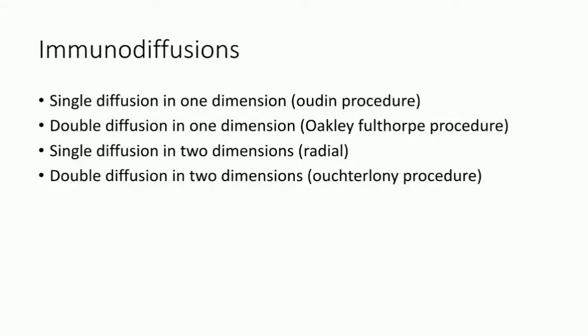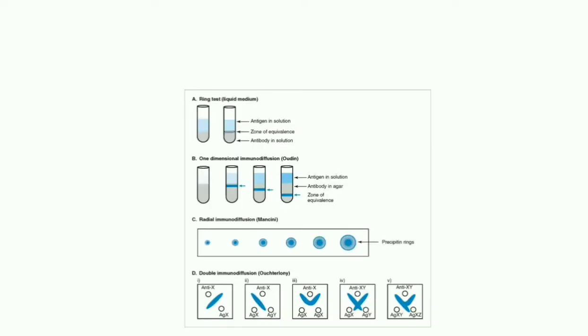Okay, so we will discuss each one by one. First, we will discuss single diffusion in one dimension, otherwise called the Oudin procedure. So here, single diffusion in one dimension. In single diffusion, only one component is moving. Actually, we are dealing with antigen-antibody interactions, but here only the antigen is moving in one dimension. That means it occurs in a straight line.